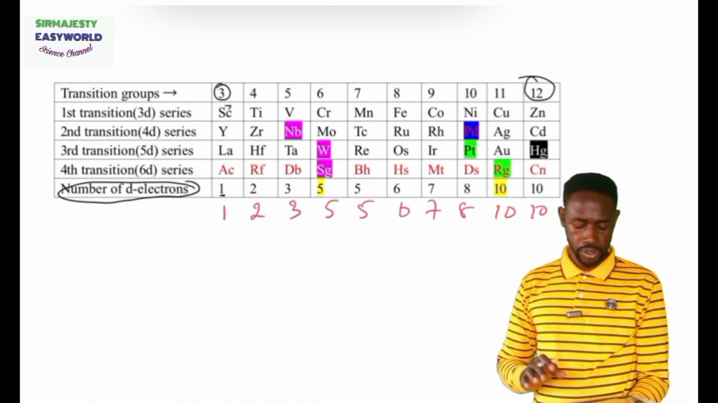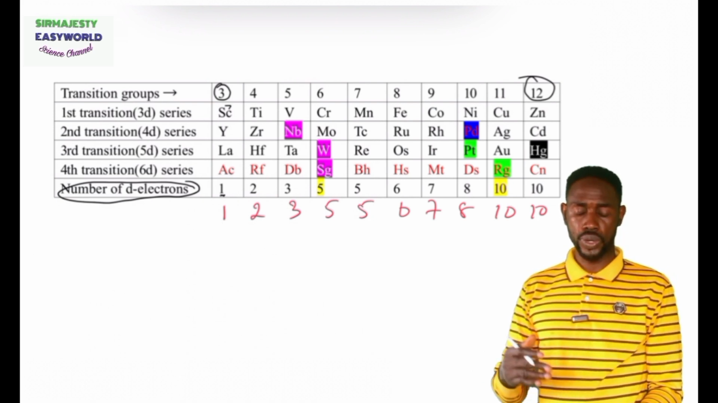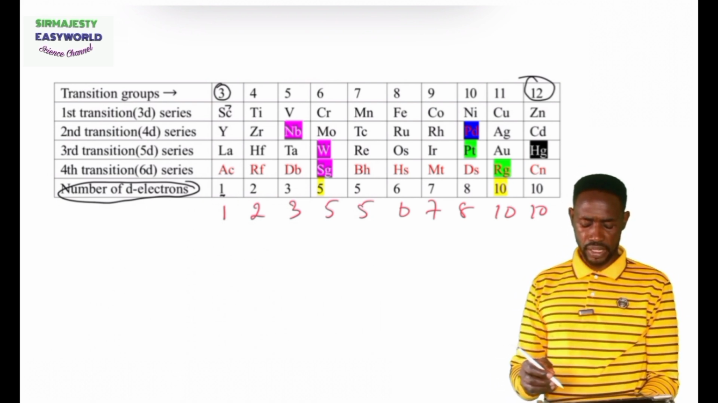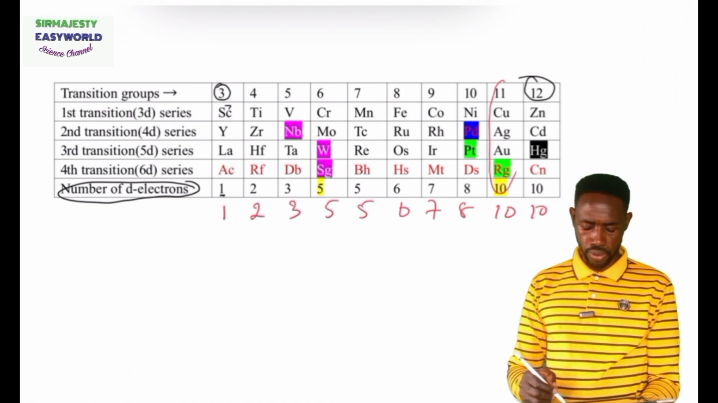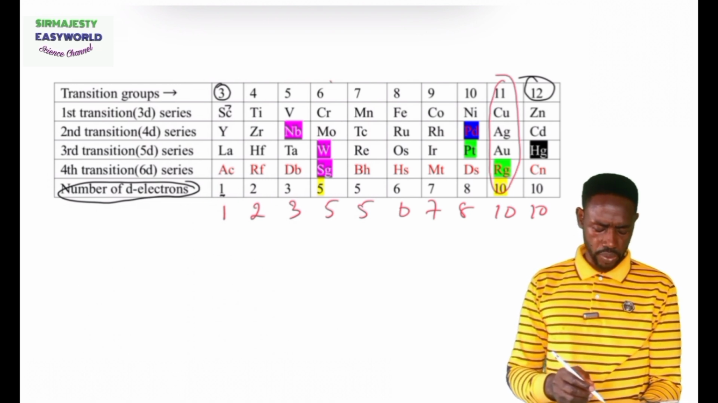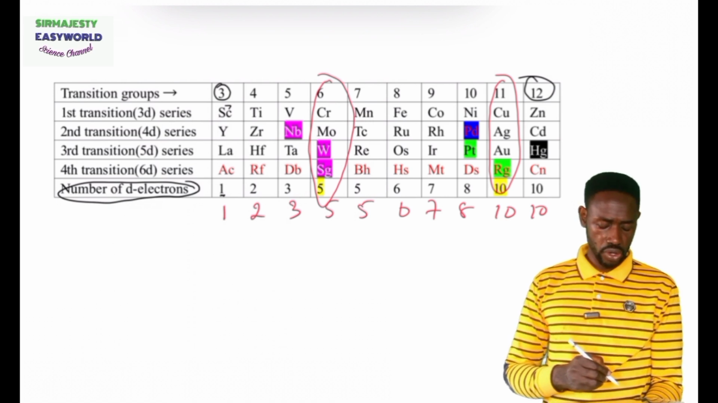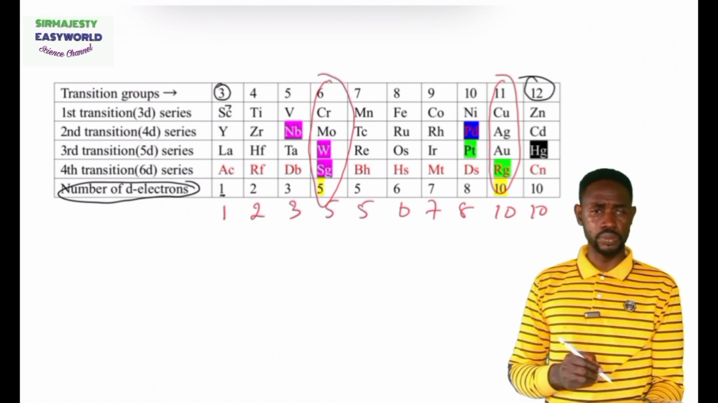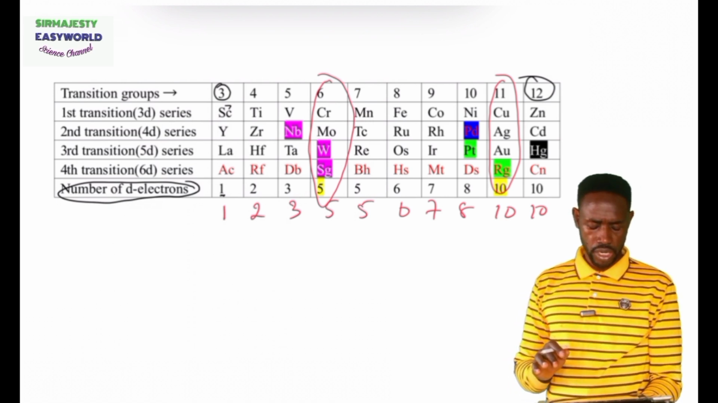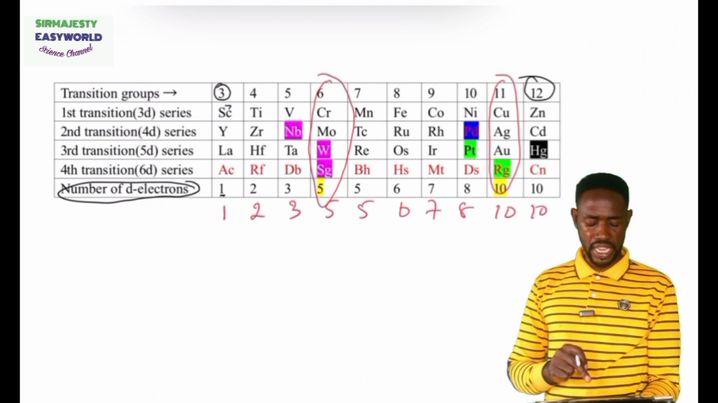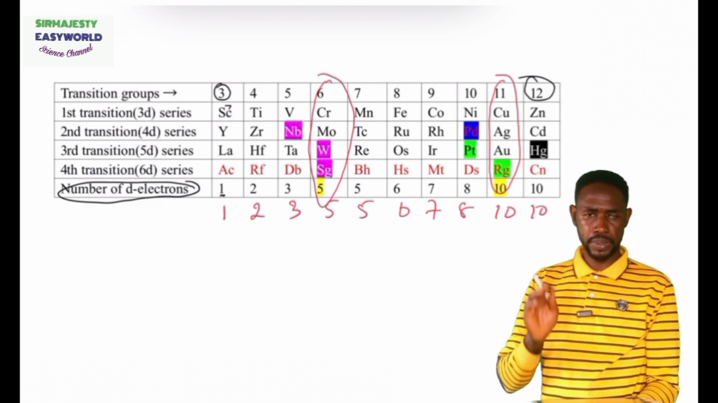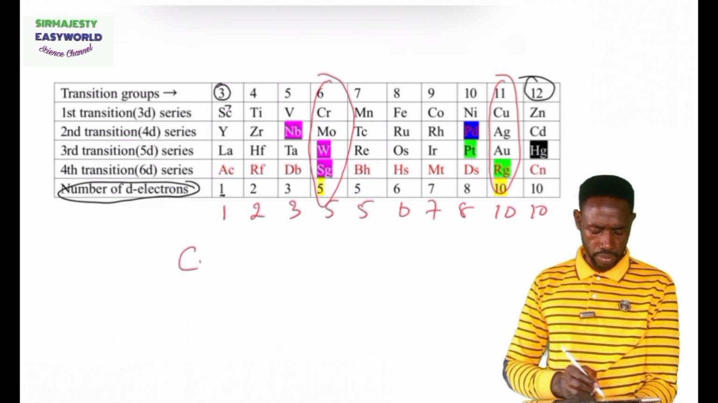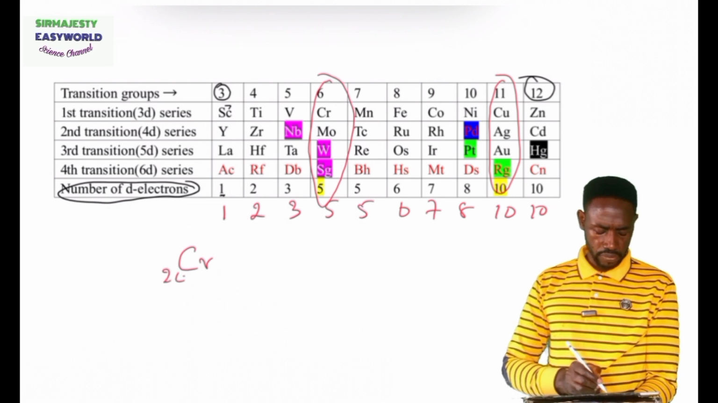These are exceptions that we will now consider when we write the configuration, which makes group 11 have some unusual configuration. In addition, group 6, according to IUPAC recommendation, that's transition group 6, chromium and molybdenum, have unusual configuration. Instead of ending in d4, they end in d5. So you should pay very close attention to chromium, which is number 24.